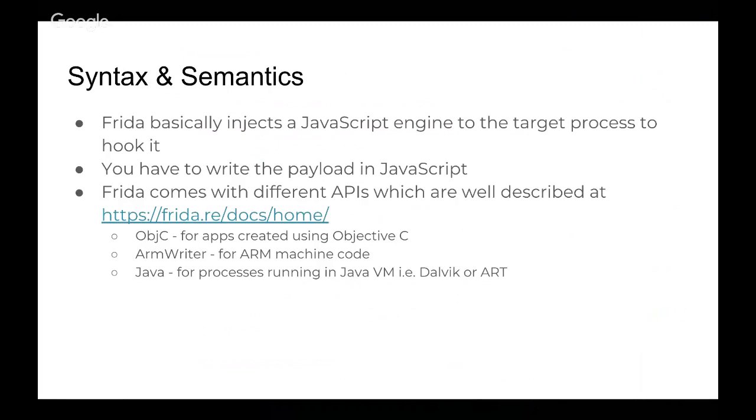Frida comes with different APIs, which are well described at the official site. The payload we write is not going to be the same for different architectures or different processes. For example, if you're targeting an app which is written in Objective-C, then you have to follow the API called ObjC. If you're targeting ARM machine code, or a program written to run on ARM, then you have to use something called ARM writer. If you're targeting a program written in Java or which runs in a Java virtual machine, like that of Kotlin, then you are going to use Java for that.